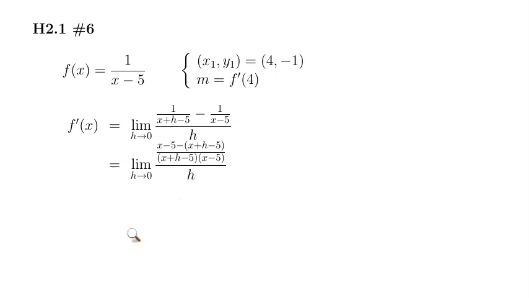So we have that: we multiply the denominators together, multiply 1 by x minus 5, and multiply the other by x plus h minus 5. Now we can cancel. There's an x here, so you have a minus x, and you can cancel those. Cancel this x right here.